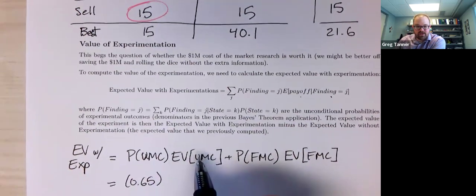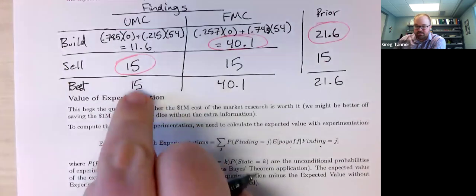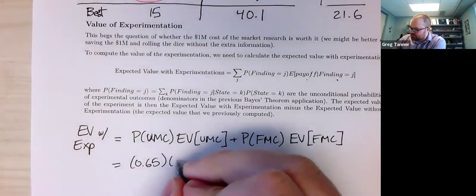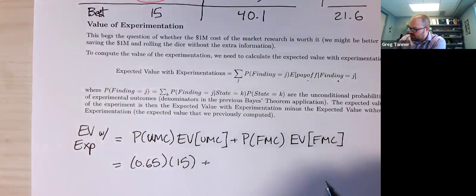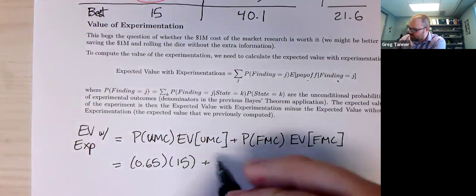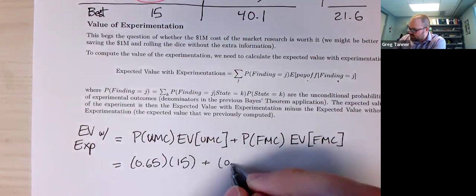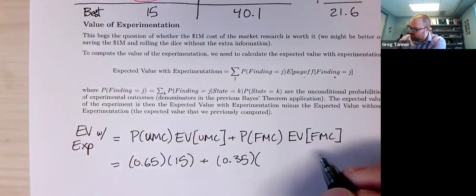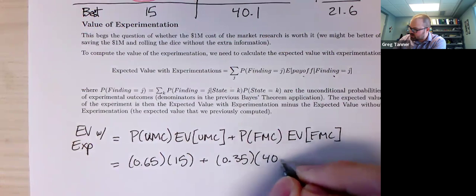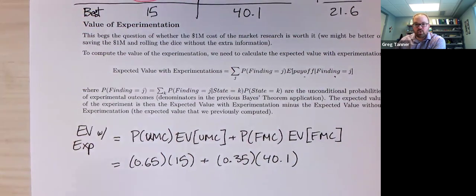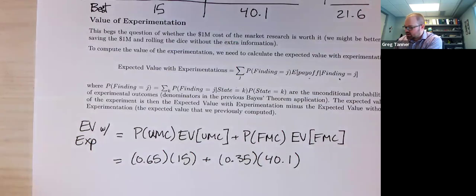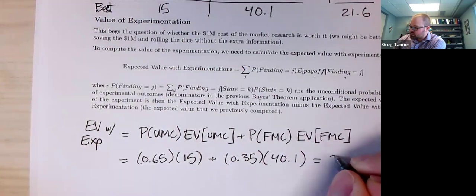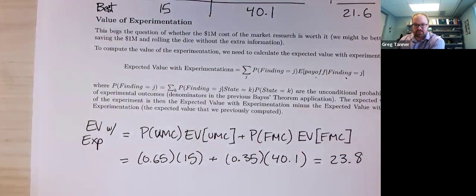The expected value of an unfavorable market condition, the best we can do under unfavorable market condition is sell, and that will give us 15 million. Plus the probability of a favorable market condition is going to be the other 35% times the expected value under the favorable market condition. The best we can do under a favorable market condition is 40.1. And if we do that computation, we should get, as a result, just around 23.8.